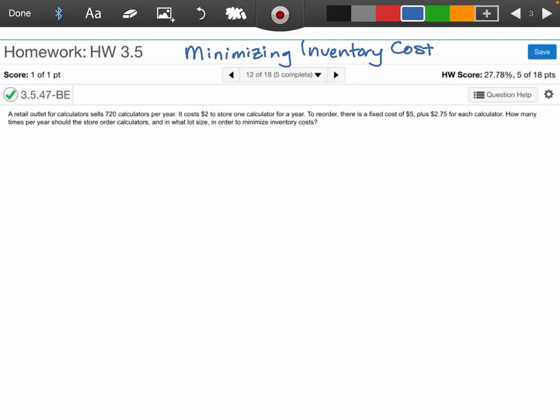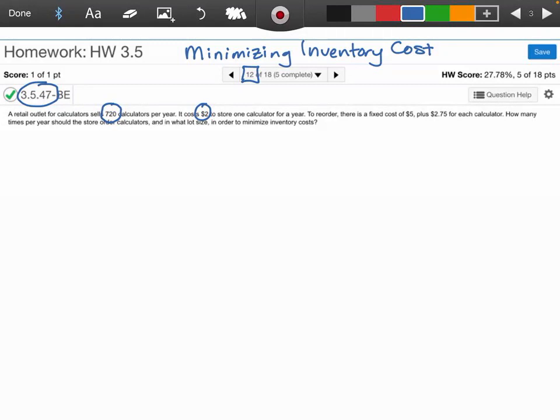So this is a question out of the book. It's 3.5, number 47. In the current homework, it's number 12, but that can change from semester to semester. All right, so the question goes like this. A company sells 720 calculators a year. It costs $2 to store one calculator a year. So on average, it costs $2 to store a calculator a year. This just takes up inventory space, space in a warehouse, whatever it is.